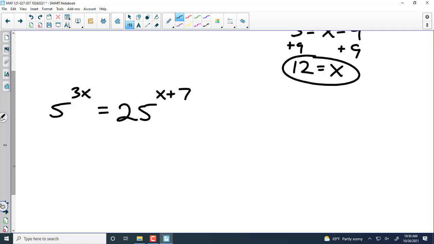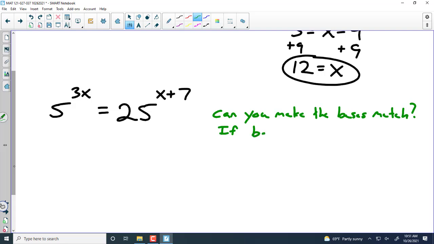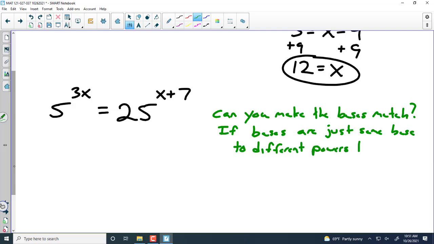Do the bases match, everyone? Do they match exactly? No, they don't. But can you make the bases match? Yes. It turns out if the bases are just the same base to different powers, they can be made to match.